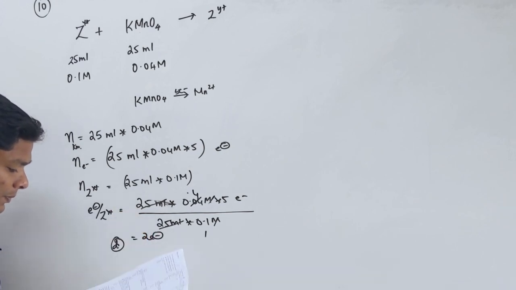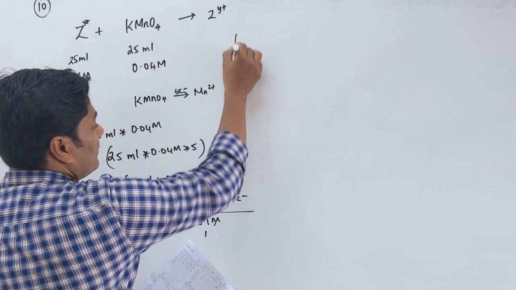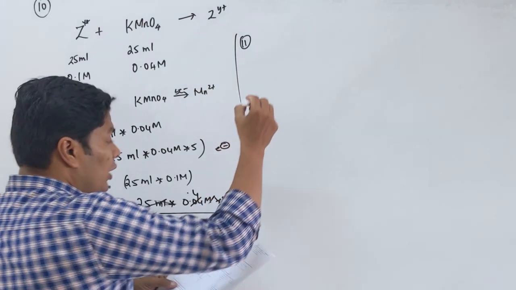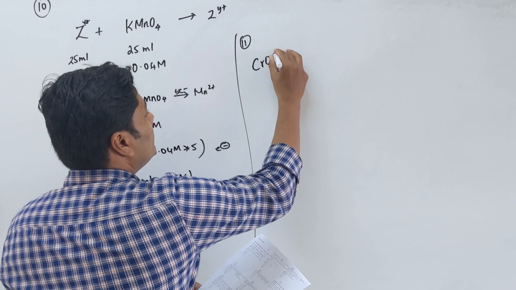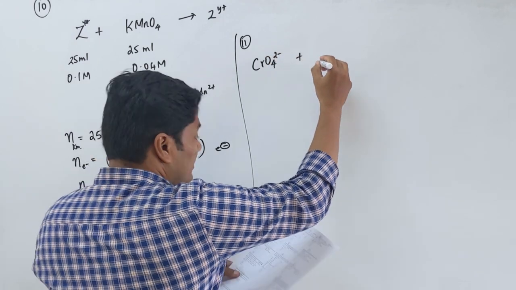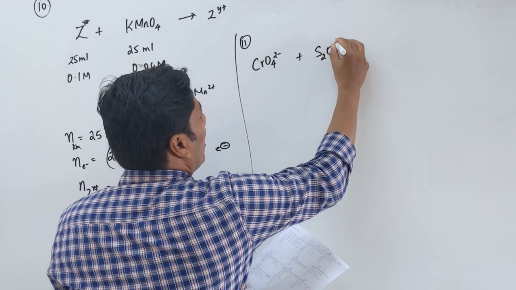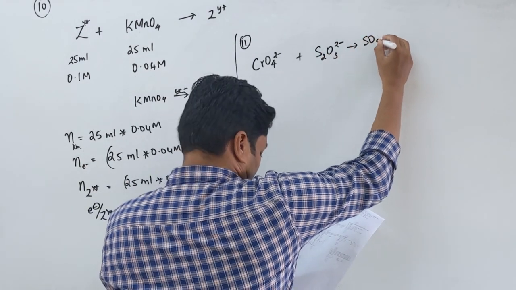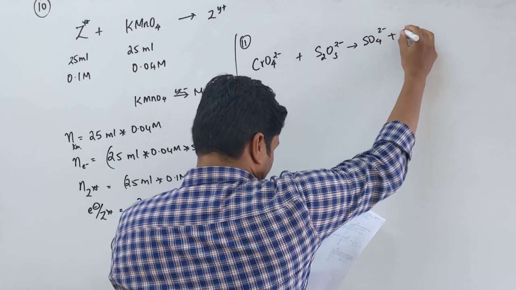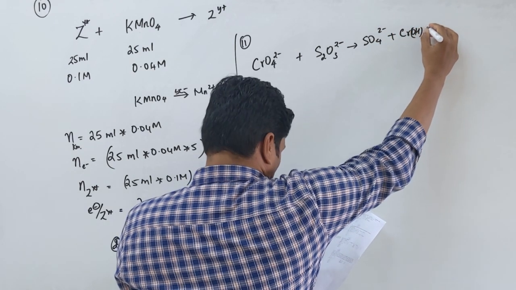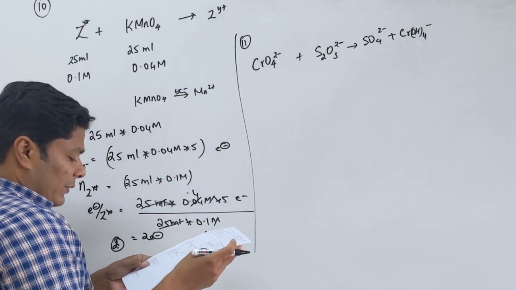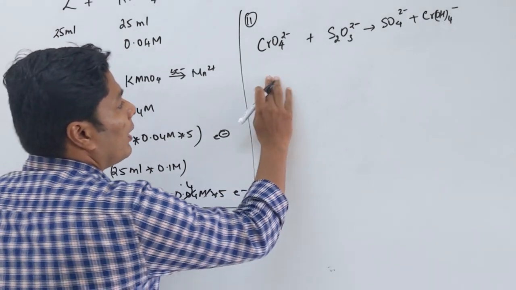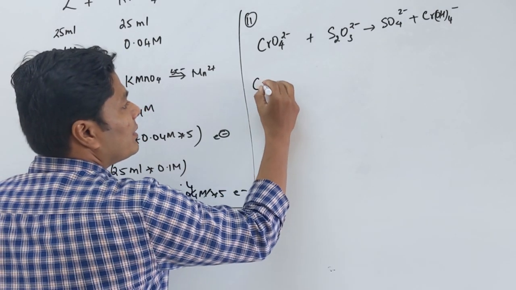Question 11. In a basic medium, CrO4 2 minus oxidizes S2O3 2 minus to form SO4 2 minus plus Cr(OH)4 minus. How many mL of this is required to react with so much? First, we have to balance the equation. Let's stick with the easier method, the half reaction method.